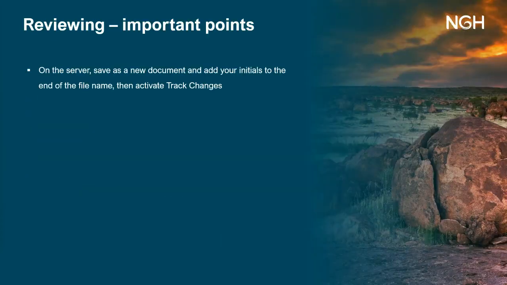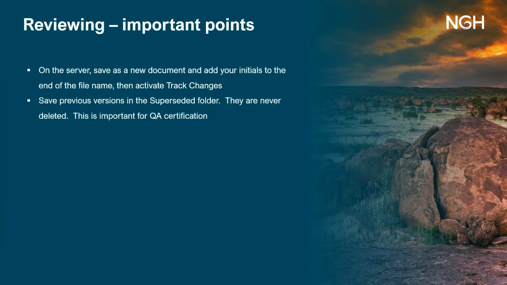Remember, when reviewing a document on the server, first save it as a new document and add your initials at the end of the file name. Then activate track changes. Previous versions are never deleted. They are moved to the superseded folder. This is important for our QA certification.